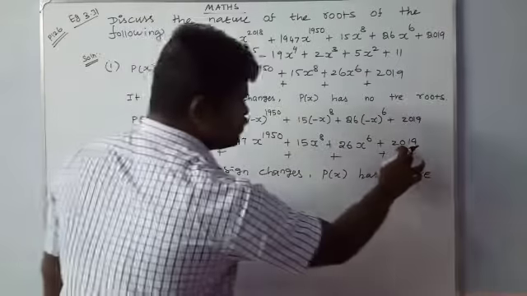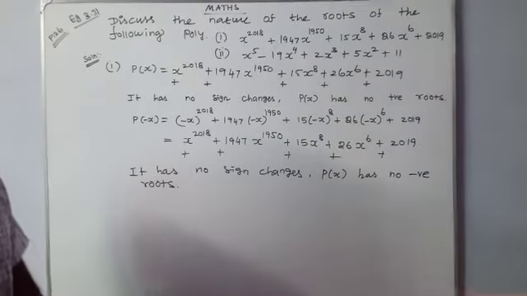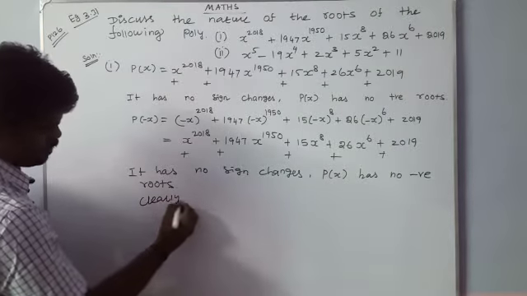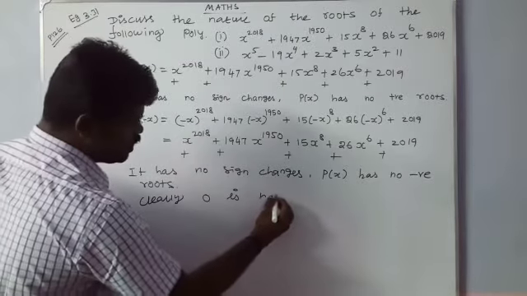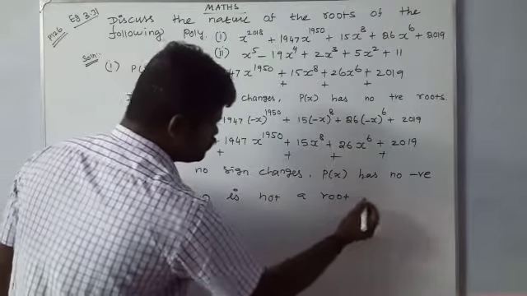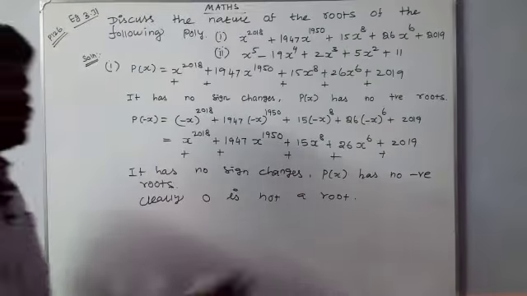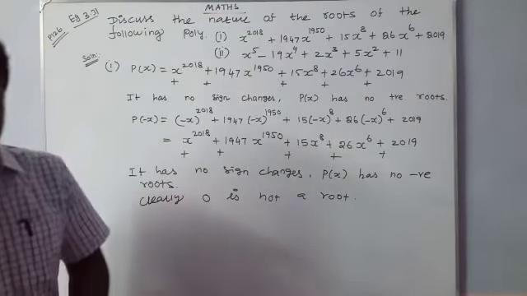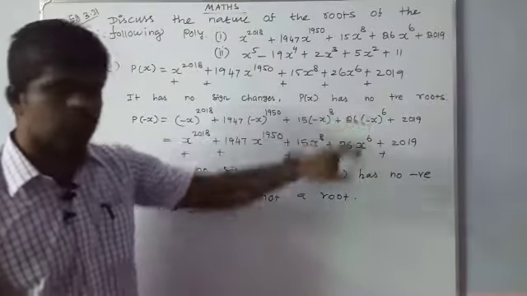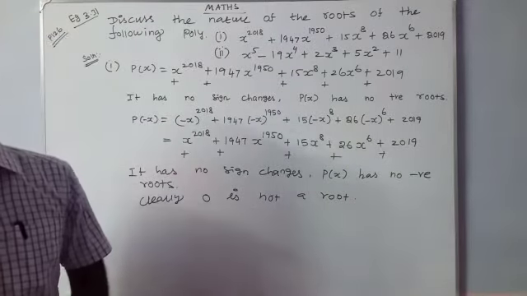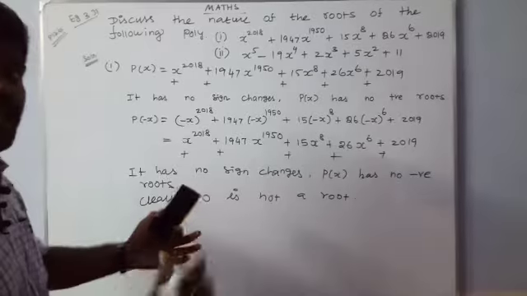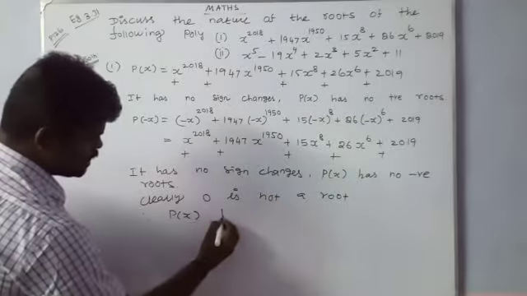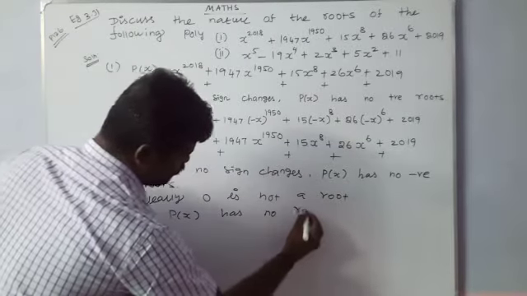There is a constant term, 2019, so clearly 0 is not a root. There is no positive root, so there is no negative root. 0 is a real number, but 0 is not a root. So no positive roots, no negative roots, and 0 is not a root. This equation has no real roots. Finally, therefore, p of x has no real roots.